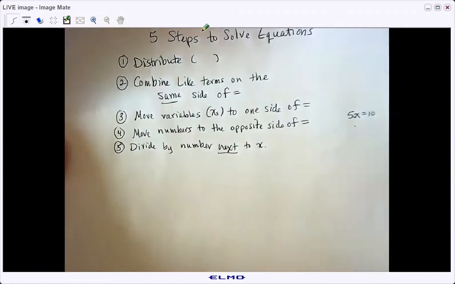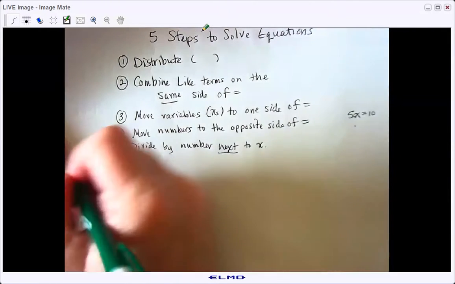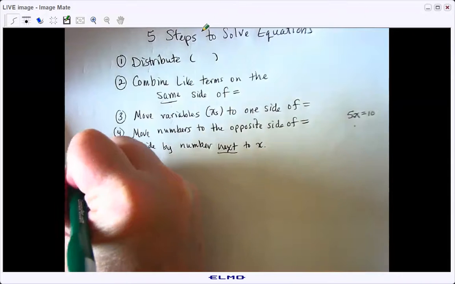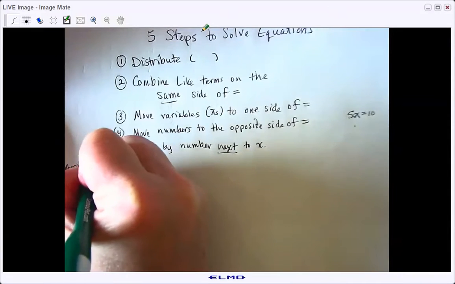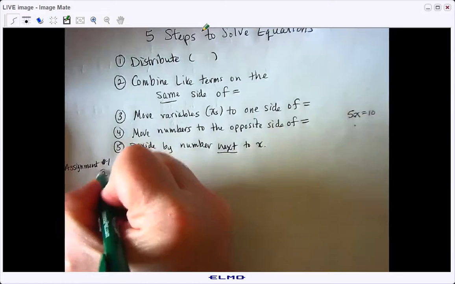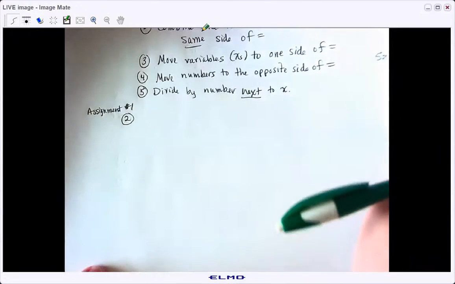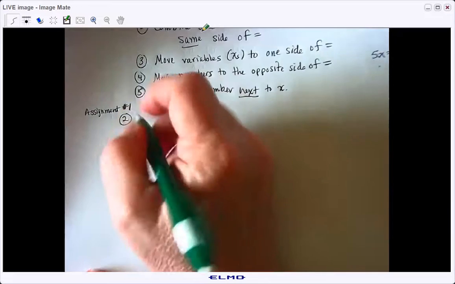Okay, and then we'll do one together also. Oh, we're only missing 2 people. Okay, so let's do assignment number 1, number 2. So the second problem on that first assignment, we'll do it together.